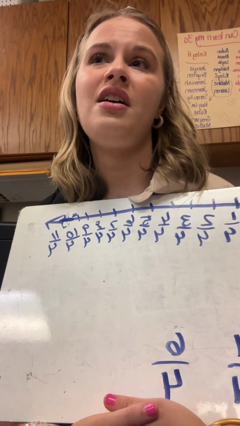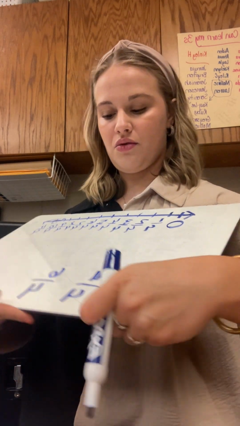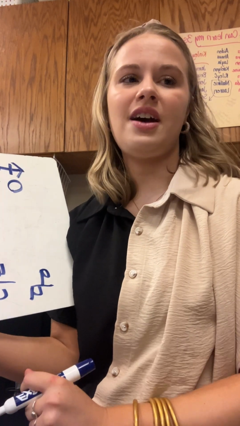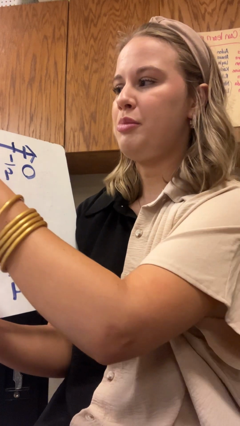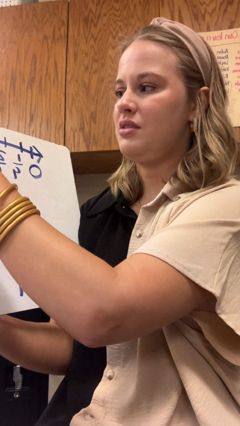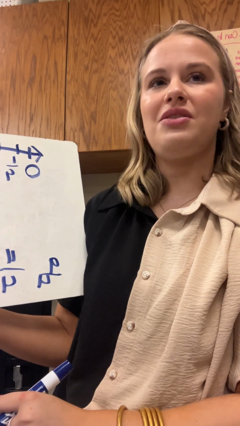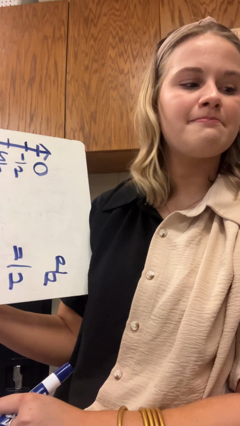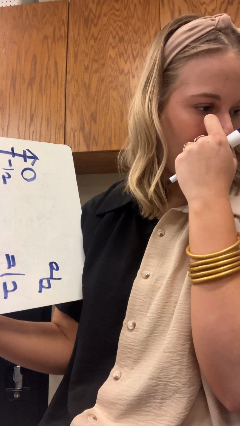Everybody done with their number line? Give me a thumbs up if you're done. Okay. So I want y'all to put a dot where 6/4 is. Find a dot and put it over 6/4 so we can compare them and see which one is the largest. Give me a thumbs up when you put your dot over 6/4. It might take me a little while.